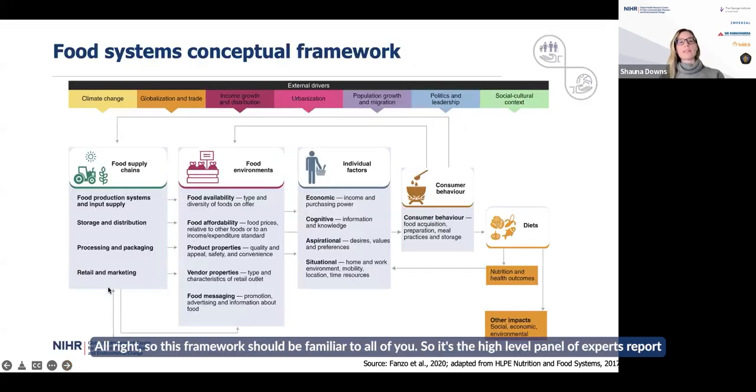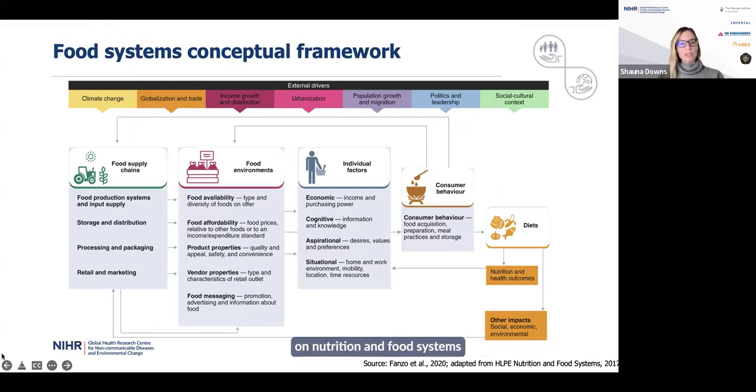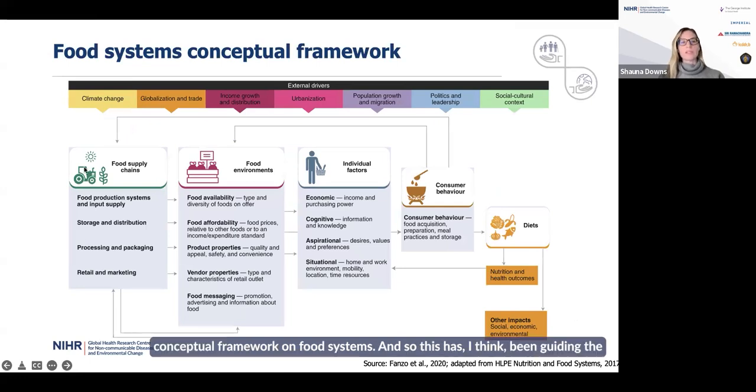All right, so this framework should be familiar to all of you. It's the High Level Panel of Experts report on nutrition and food systems, conceptual framework on food systems. And I think this has been guiding the course so far.